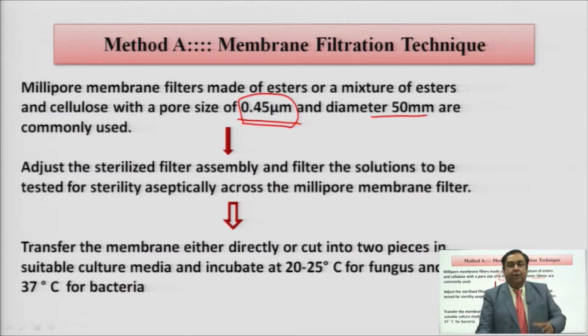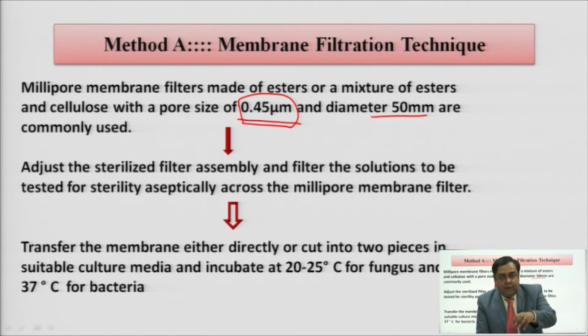I am repeating once again. Take the filter paper after passing the solution which you want to test for sterility. You have to cut the filter paper aseptically into two halves. One will be the inner half, which you put in a bacteriological media to be incubated at 37 degrees Celsius, and the other half, that is the outer half, you dip in a fungal media. The fungal media has to be maintained at 20 to 25 degrees Celsius, and for bacteria we need to maintain 37 degrees Celsius.